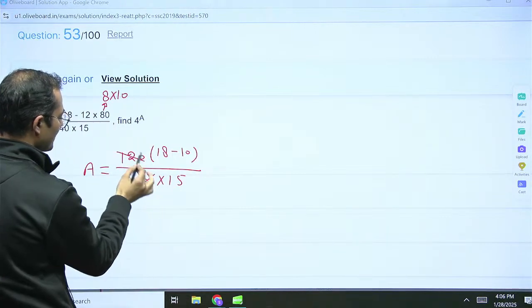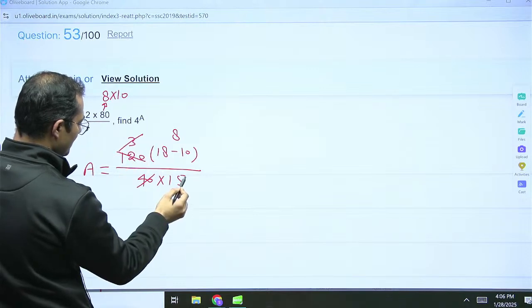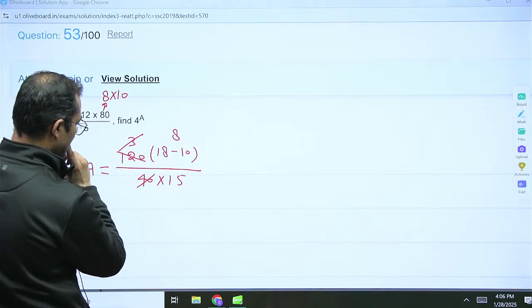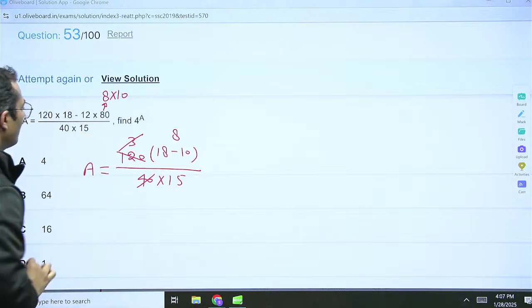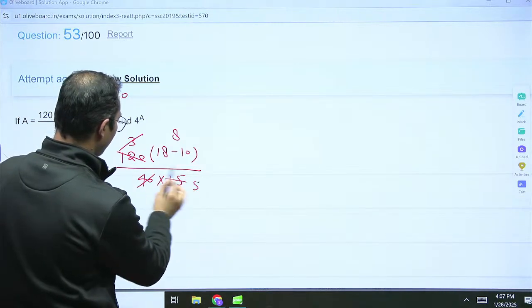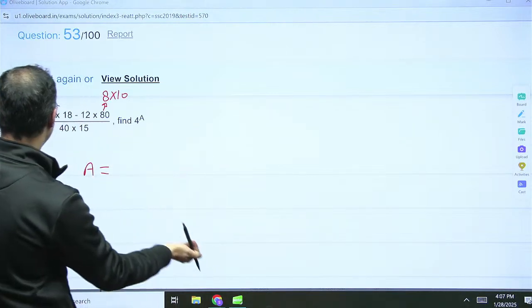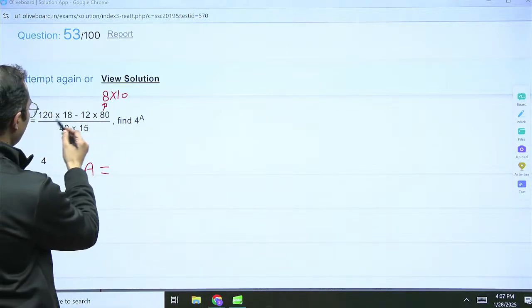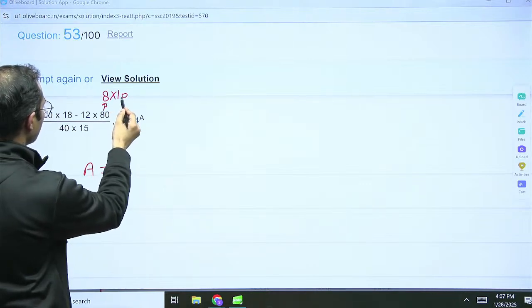By 40 it is cancelled 3 times, so here 8 is left. By 40 it is 3 times, by 3 it is 5 times. See, 120 into 80 minus 120 into 8 into 10.